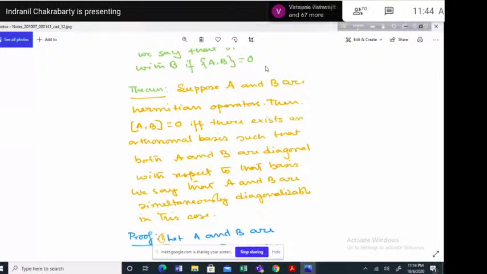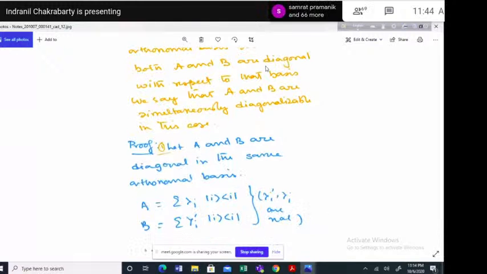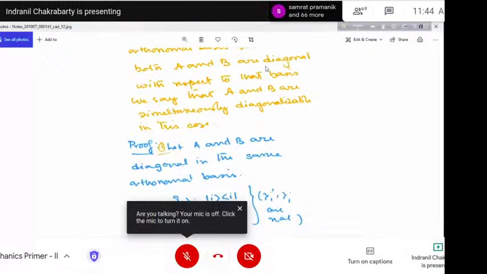Suppose A and B are two Hermitian operators. Then the commutator [A, B] is equal to 0 if, as this theorem tells you, there exists an orthonormal basis such that both A and B are diagonal with respect to the same basis. In such a case, we will say that A and B are simultaneously diagonalizable. So let A and B be diagonal in the same orthonormal basis.